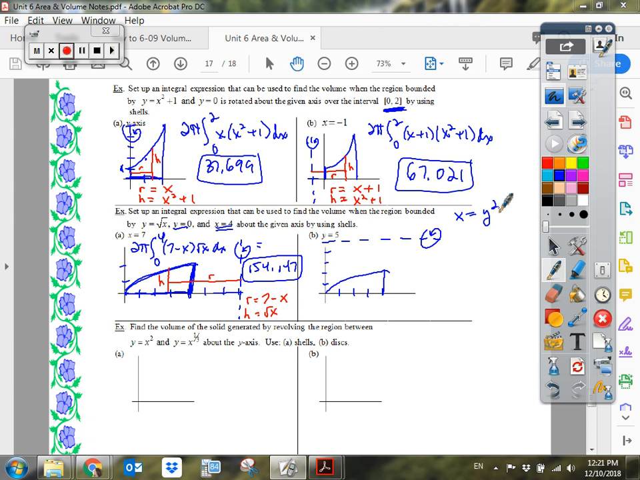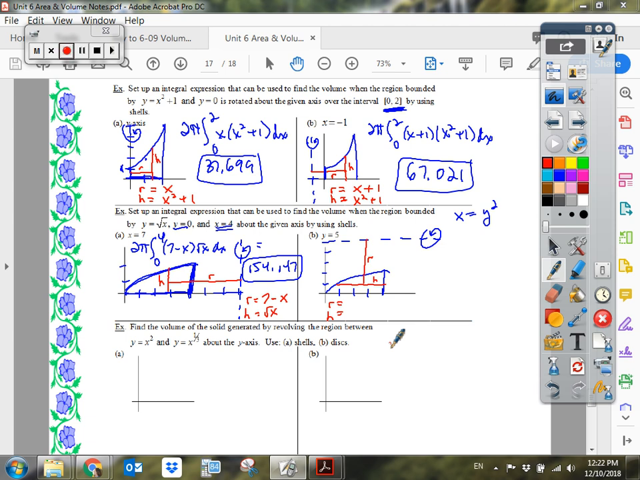Okay, so let's work on R and H. So R, I've probably said this at least 10 times, okay? R is measured from the axis of rotation inside the figure. That's R. H is measured from the top of the figure to the bottom of the figure, parallel to the axis of rotation. That's H. Okay. So we need to find an expression for R and H.